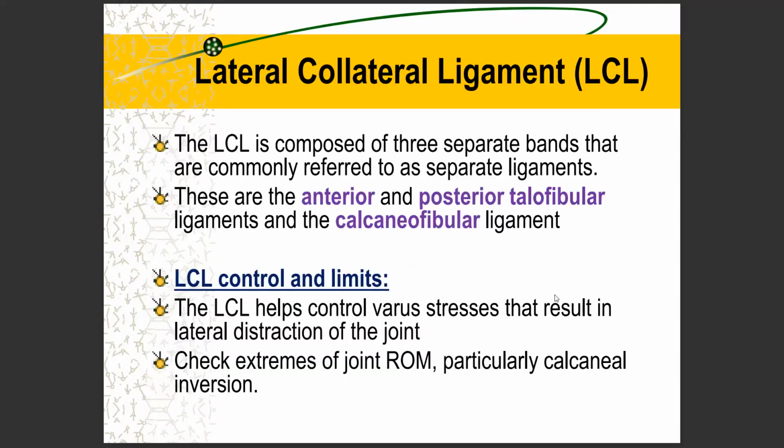The lateral collateral ligaments are also known as the lateral ankle ligaments. They are composed of three separate bands. Why are they known as separate bands or separate ligaments? Because unlike the deltoid ligament on the medial side, the lateral ligaments have separate attachments both superiorly as well as inferiorly. While on the medial side, the deltoid ligament's superior attachment is common, and the inferior attachments are separate on the navicular, talus and calcaneus.